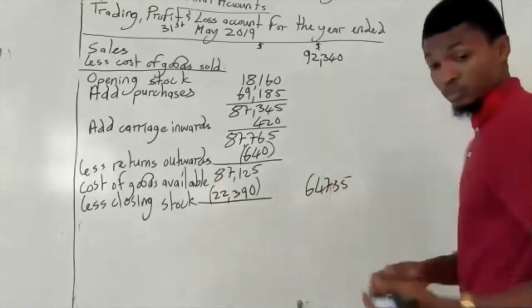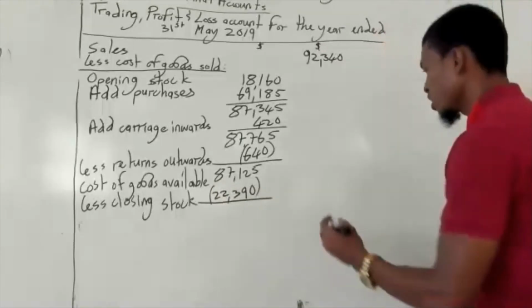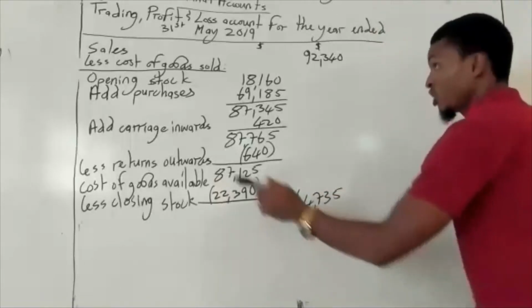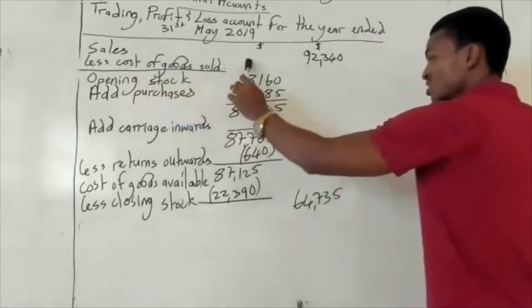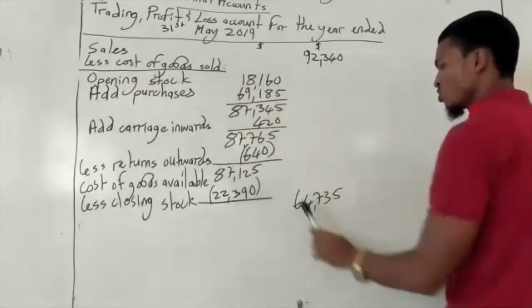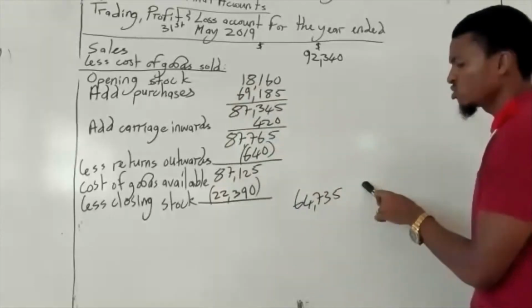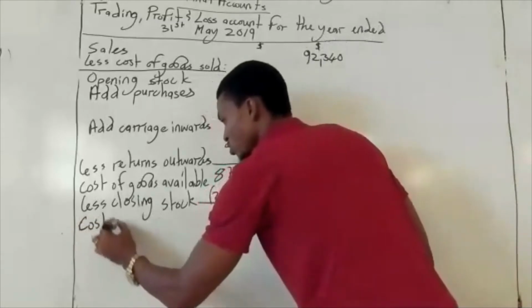64,735. And this 64,735, how do we call it? 64,735. Mind you, we are told to find, we are lessing our cost of goods sold, and we are trying to ascertain our cost of goods sold. So we have successfully ascertained our cost of goods sold.